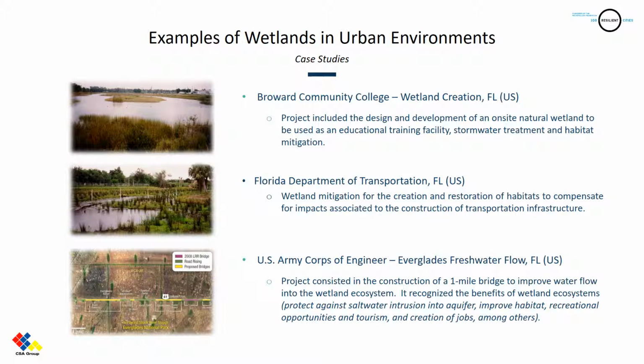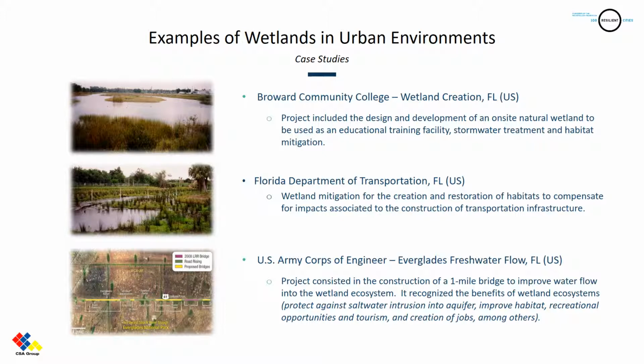The third one is U.S. Army Corps of Engineers projects. That project consisted of the construction of a 1 mile bridge to improve water flow into the Everglades National Park. The Tamiami Trail, or the US 41, is a road that was constructed in 1928 and was blocking the natural flow of the Everglades.